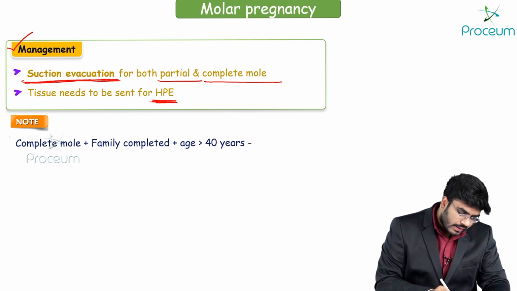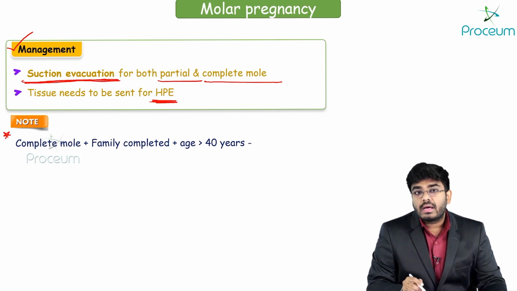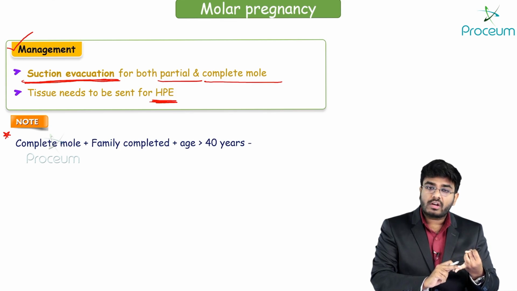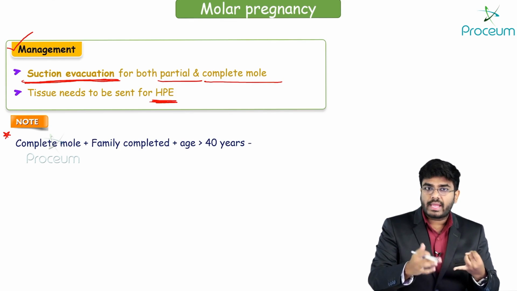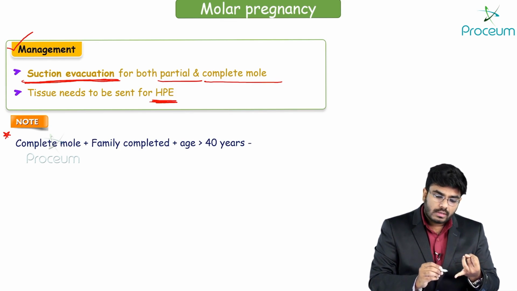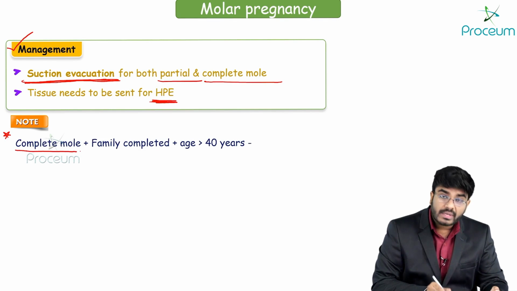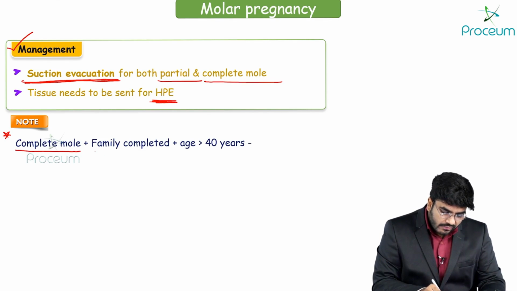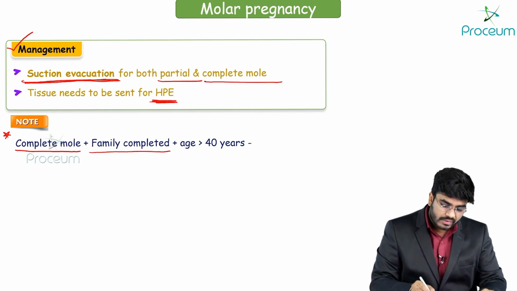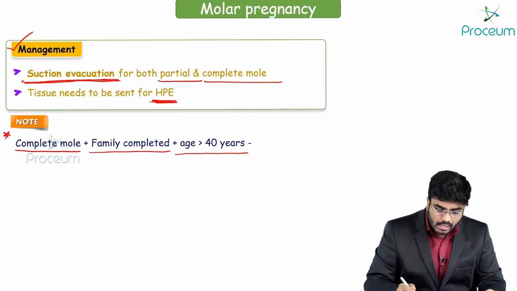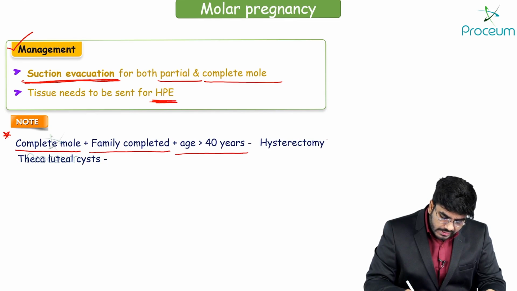Now, there is one condition where you are going to do the hysterectomy. In which condition, sir? It's a complete mole. There is a lot of chance that it can turn into cancer. So, complete mole, when the female's age is more than 40 years and her family is completed. In this condition, you are going to choose the hysterectomy.